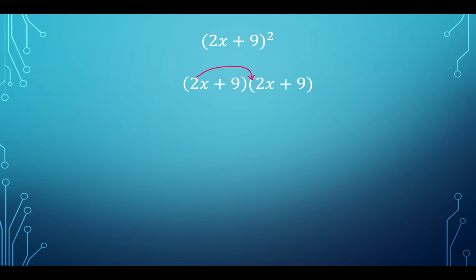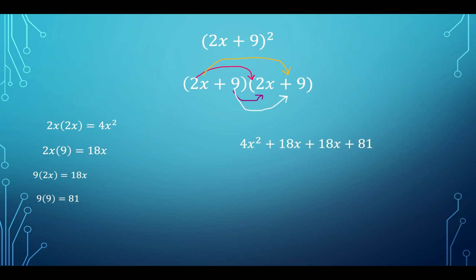So we're going to do first: 2x times 2x gives me 4x squared. Then we do our outer: 2x times 9 gives me 18x. Then we do inner: 9 times 2x, 18x. And 9 times 9 gives me 81.